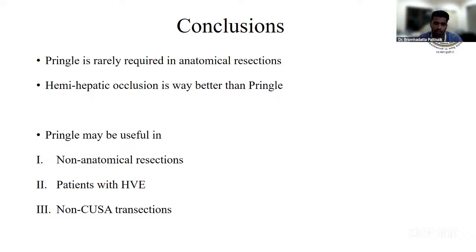But if at all we have a low threshold for Pringle, what happens is that, especially in the beginning of the career, if you have a little amount of bleed and you have started using Pringle, then it becomes time bound. You keep on watching the clock for when the 15 minutes will lapse, and you try to rush in, and then the major problem starts. The bleeding may actually increase, and the small ducts which need to be clipped get missed, and you try to cauterize, and that lands up in a post-operative bile leak as well.